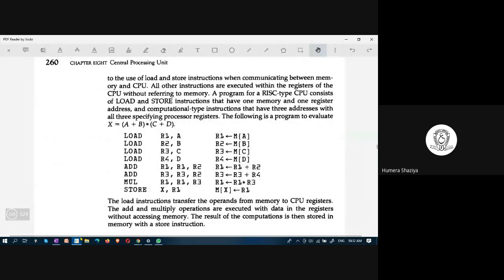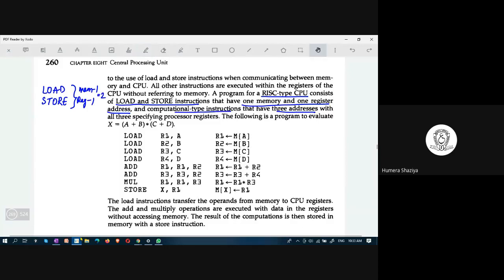In RISC type of CPU, the CPU consists of load and store instructions that have one memory and one register address, and computational type instructions have three addresses. RISC are Intel based machine architectures. So in this architecture, we have load and store. These two instructions have two addresses, one memory address and one register address. So totally two.